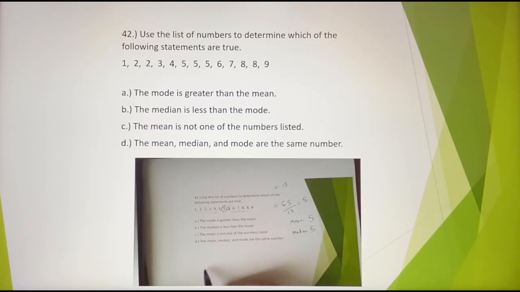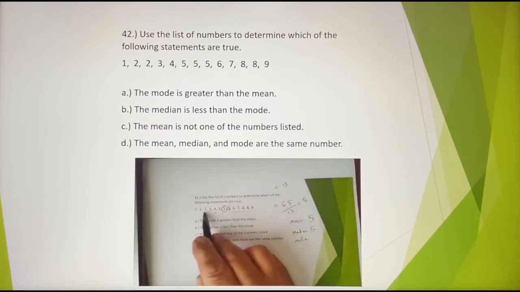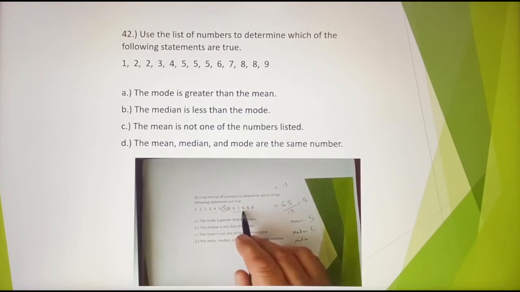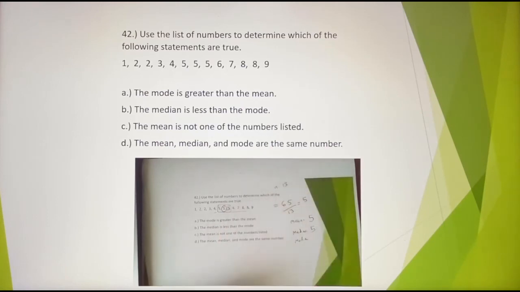That's the number that occurs the most often. There's only 1 one. There's 2 twos. There's only 1 three, 1 four, 3 fives, 1 six, 1 seven, 2 eights, and 1 nine. This number 5 occurs the most. That's the mode. That would be 5, and that means the mean is 5, the median is 5, and the mode's 5, so D is correct. The mean, median, mode are the same number.